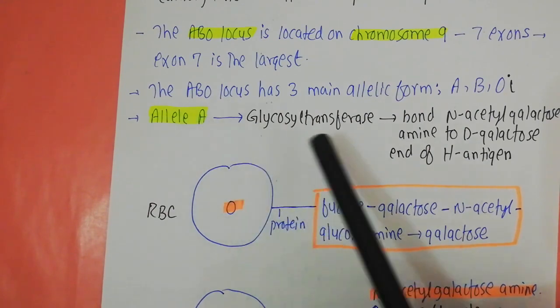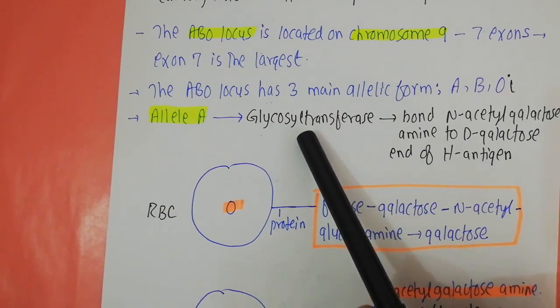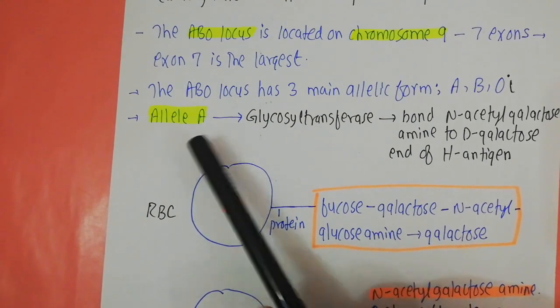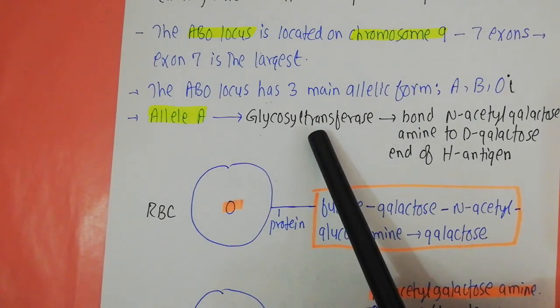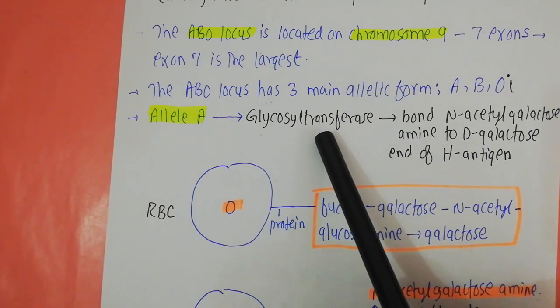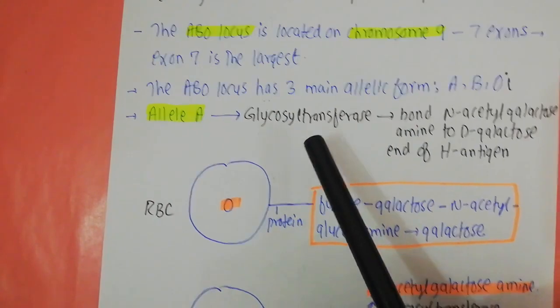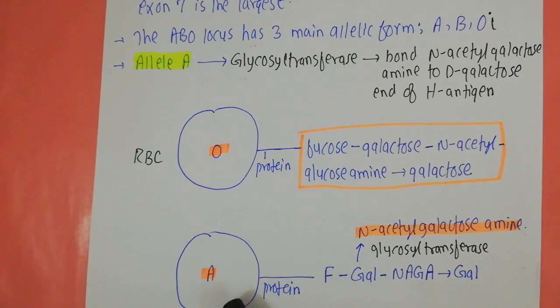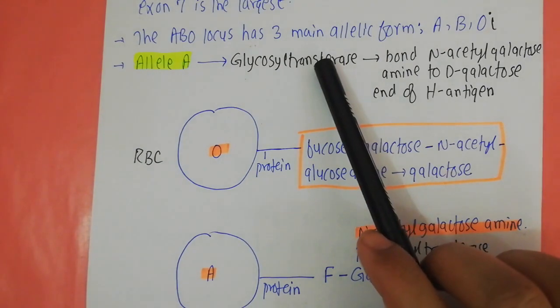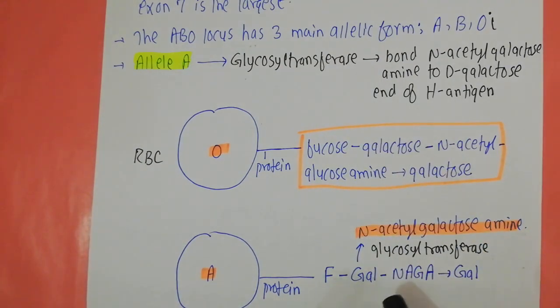This allele A is coding for a protein which is known as a glycosyl transferase. This glycosyl transferase is an enzyme. So when the allele A makes this enzyme, this glycosyl transferase is going to change the nature of the H antigen which is present on the surface of the red blood cell of the A individual. What this glycosyl transferase is going to do is attach another carbohydrate moiety, N-acetylgalactosamine, to this galactose of the H antigen.